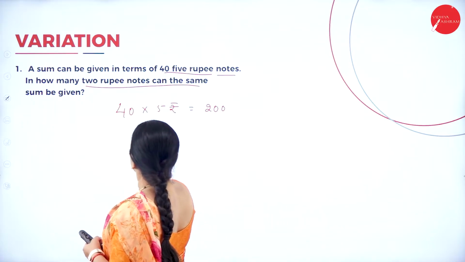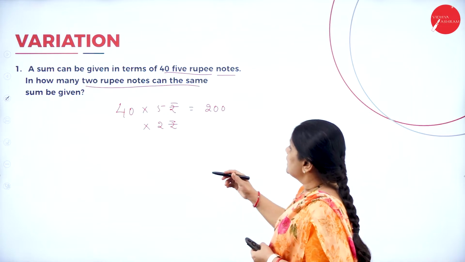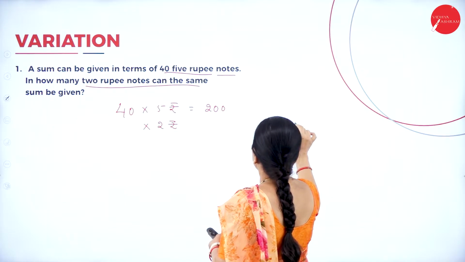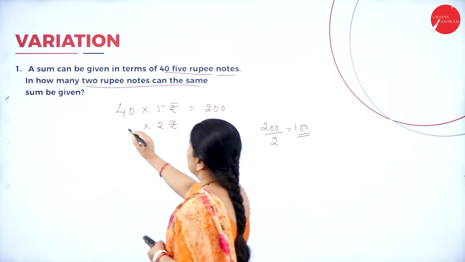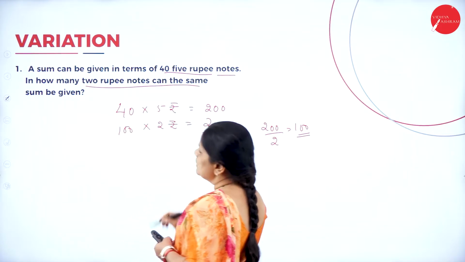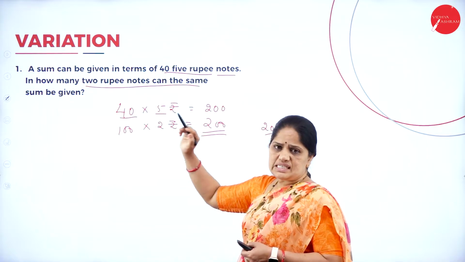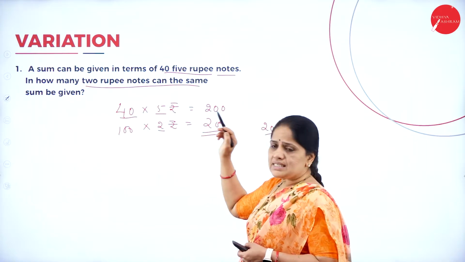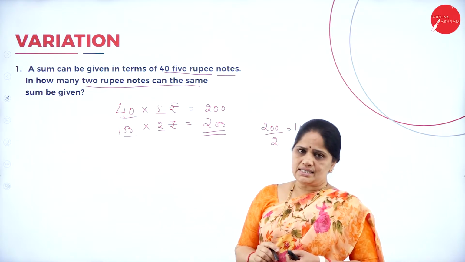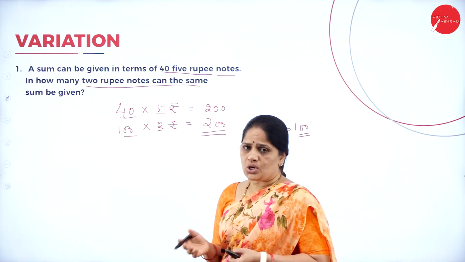Suppose you have to pay in 2 rupees notes, then how many notes do you need? So what do you do? 200 divided by 2, that comes up to 100. So 100 into 2 equals 200. So when the denomination is more, the number of notes used is less. When the denomination is less, the number of notes used is more. So this we should understand. So the price varies as the quantity which is purchased or sold.